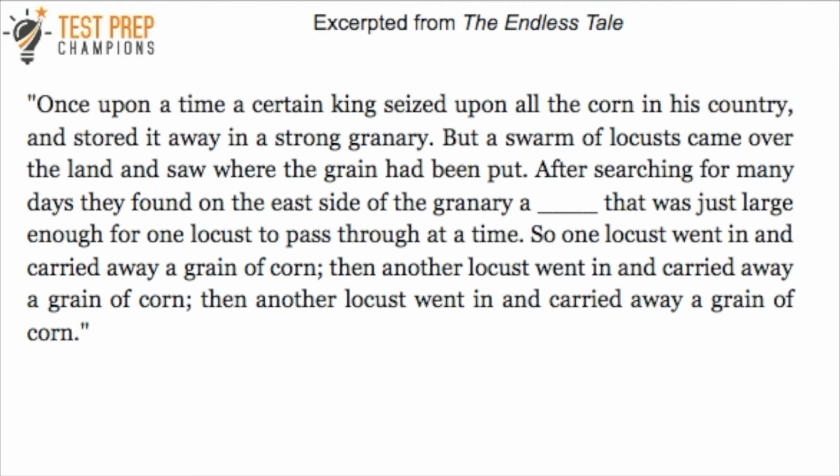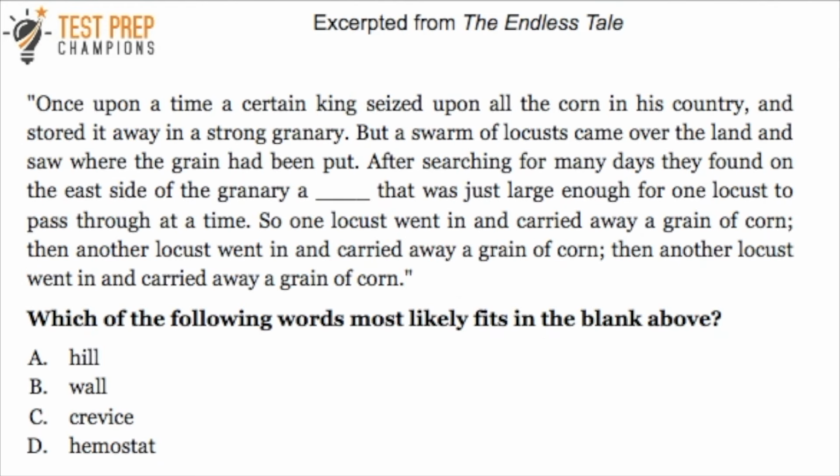Once upon a time, a certain king seized upon all the corn in his country and stored it away in a strong granary. But a swarm of locusts came over the land and saw where the grain had been put. After searching for many days, they found on the east side of the granary a blank that was just large enough for one locust to pass through at a time. So one locust went in and carried away a grain of corn. Then another locust went in and carried away a grain of corn.